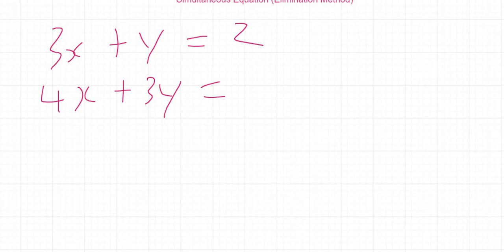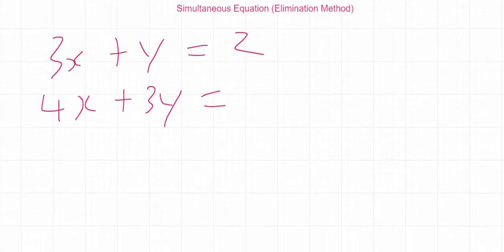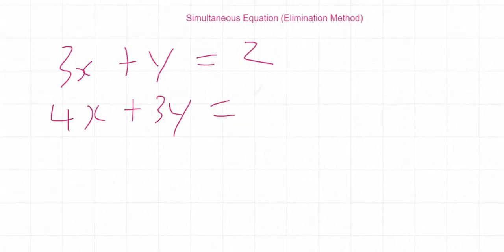So we'll be looking at simultaneous equations using the elimination method. There is more than one method that we can use, but we're looking at elimination for this video. We'll look at another method, called the substitution method, in another video. So let's try to solve this pair of simultaneous equations.